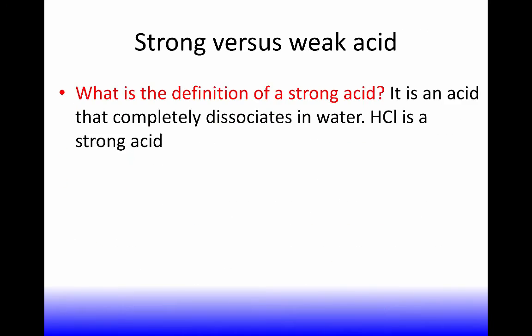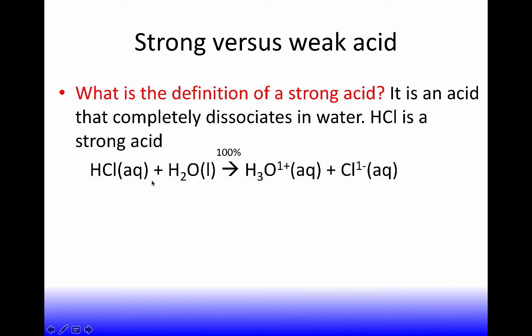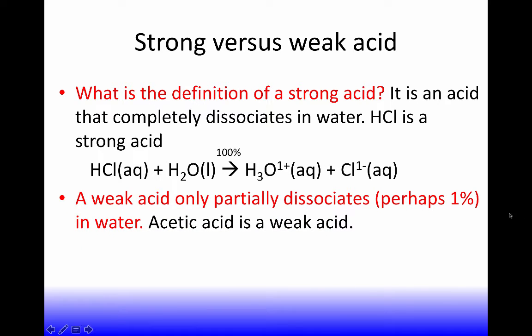Now, strong versus weak. These are a couple of definitions that apply specifically to acids and bases. What's the definition of a strong acid? It's an acid that completely breaks apart. If you put HCl in water, it will form chloride ions and H3O plus, which is called a hydronium ion. 100%. So all of this goes to that, period. So that's a strong acid. What does weak mean? A weak acid only breaks apart a little bit. Acetic acid is a weak acid.